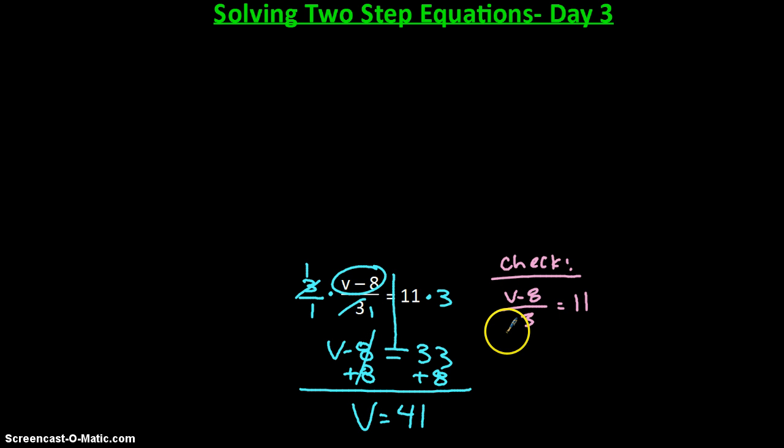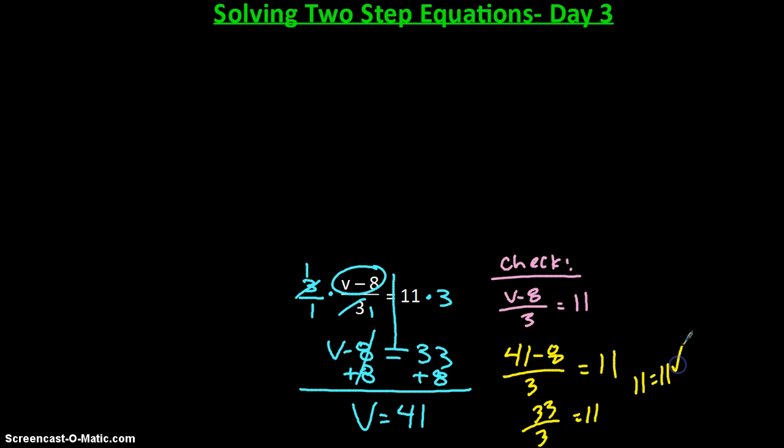Lastly, here's my check. So I'm going to substitute in this 41 for v, excuse me. So I have 41 minus 8 over 3. That should equal 11. Evaluate the numerator. 41 minus 8 is 33. Divided by 3 should equal 11. And I know 33 divided by 3 is 11, and that is equal to 11.